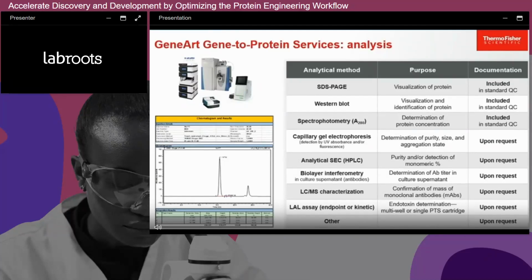And here you see an example of the HPLC profile from a SEC-HPLC analysis where you have a monomer and also some level of oligomerization.